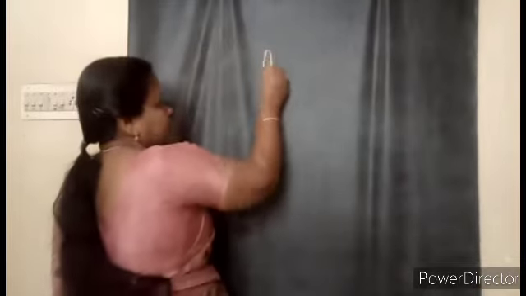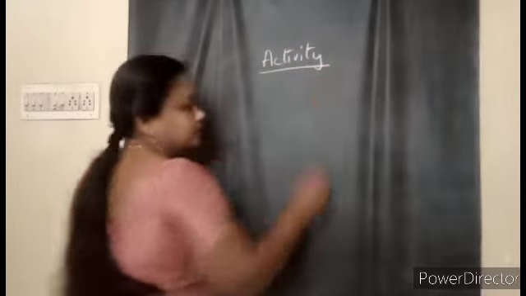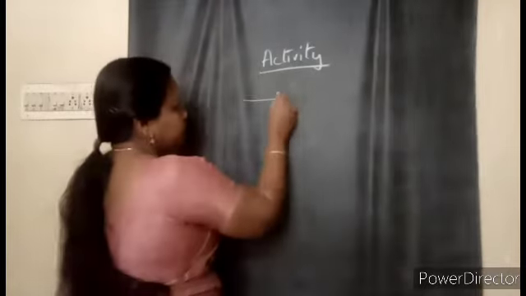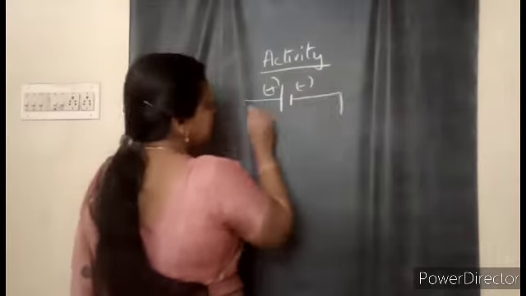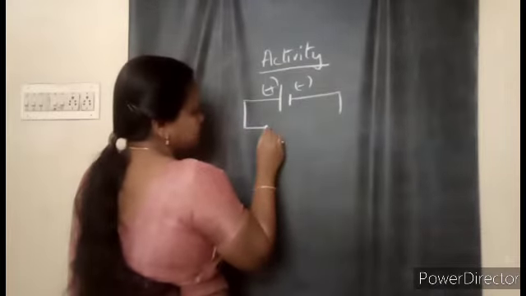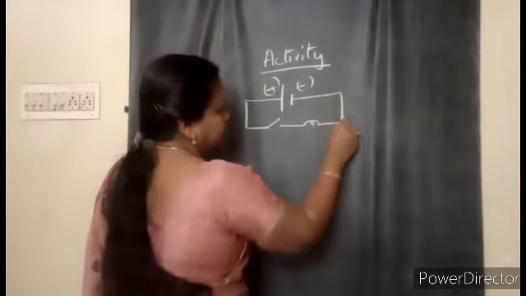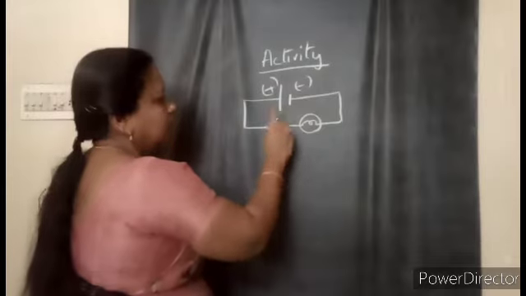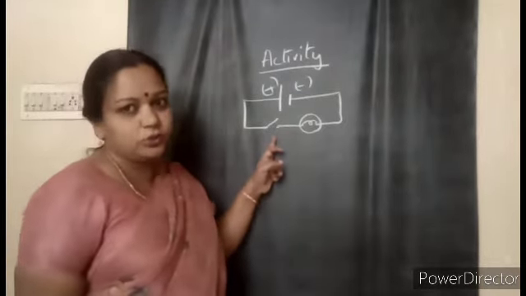So for this activity, we are going to make a simple electric circuit. For that you need a cell, and connect the cell to a switch and then to a bulb. So this is your circuit. Now check whether everything is connected properly. Now you all know that the circuit is open.